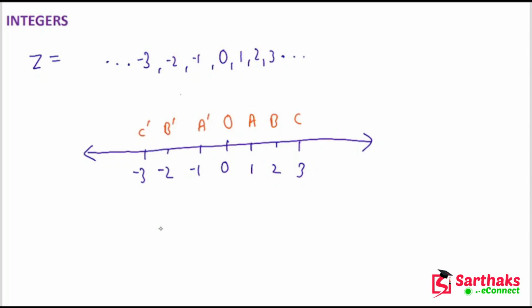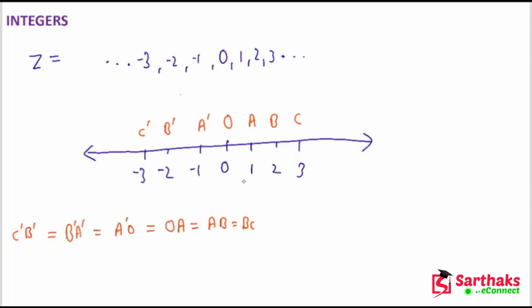Again from geometry, OA is equal to AB is equal to BC, right? Similarly OA is equal to A dash O is equal to B dash A dash is equal to C dash B dash. So you can see that again the difference between any two consecutive integers is 1, which is the same as whole numbers and natural numbers, so the scale would be the same.